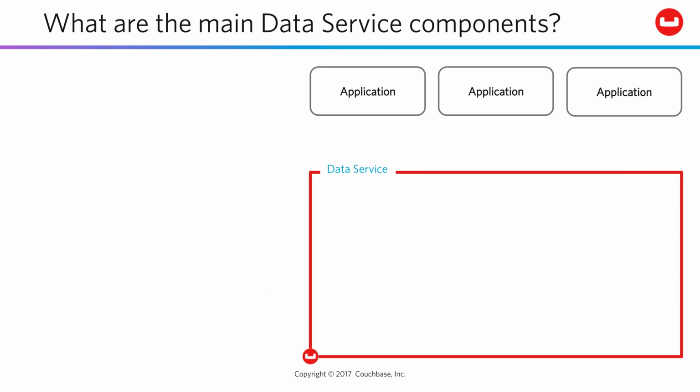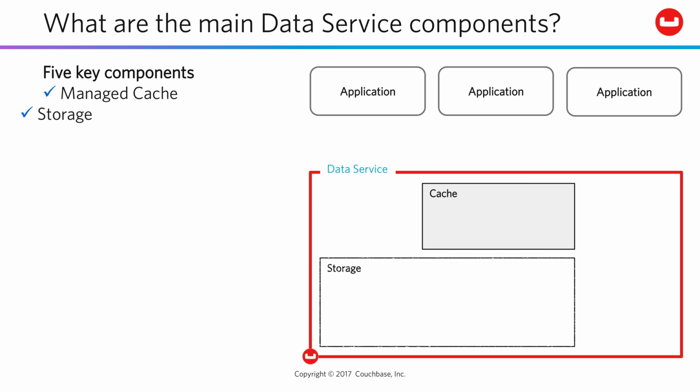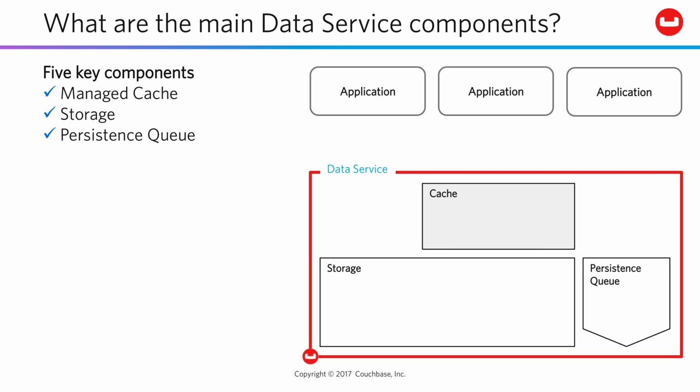Now let's drill in a bit. The data service itself has 5 key components. First, a managed cache, because memory-first architecture is directly in our DNA as a product. Second, storage. Third, a persistence queue to flow data from cache to storage.